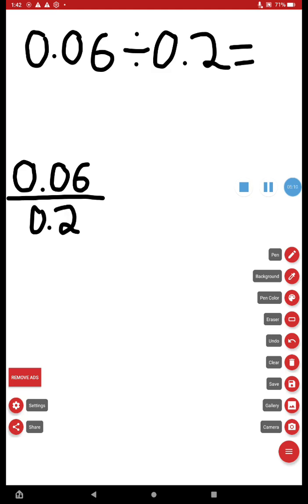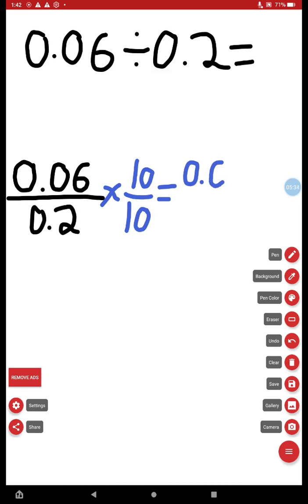All right, now what I'm going to do is multiply this fraction by the fraction 10 over 10. I can do that as long as I make sure I'm multiplying the bottom and the top by the same number. All right, 0.06 times 10 gets me 0.6. 0.2 times 10 gets me 2. So now I have 0.6 over 2, or like you saw, 0.6 divided by 2.